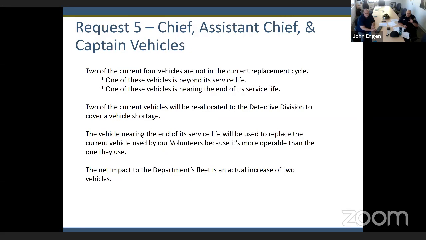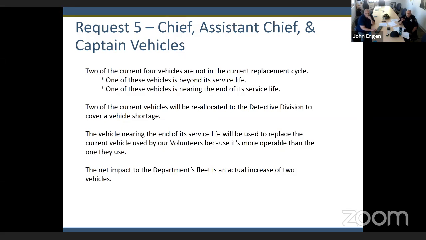We're going to take 2 of the vehicles that are serviceable and in the rotation schedule and reallocate them to our detective division, because we are 2 vehicles short in our detective division. So in order to get our detectives the resources they need in order to handle investigations and calls, we need these 2 additional vehicles in order to do that.